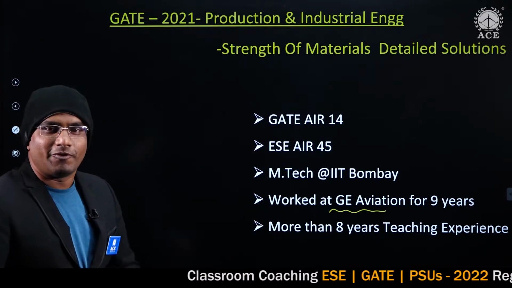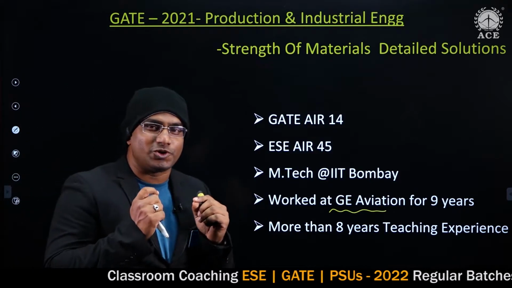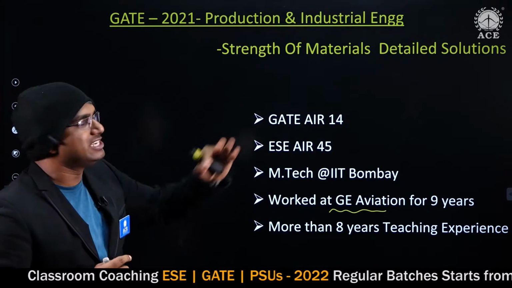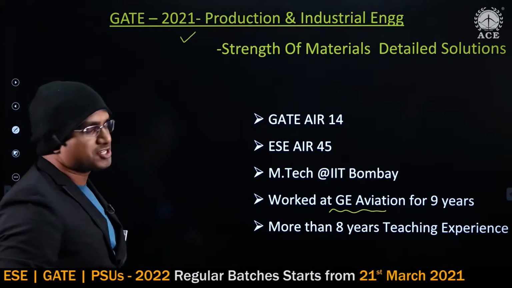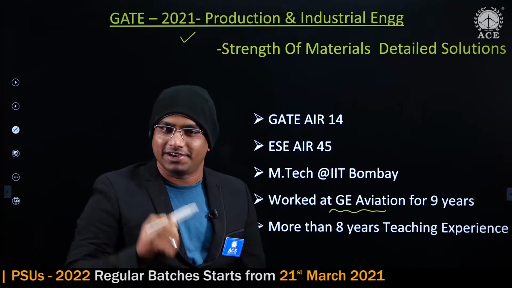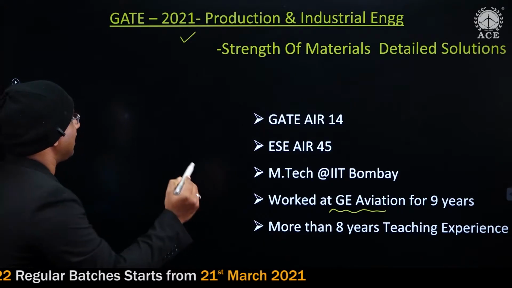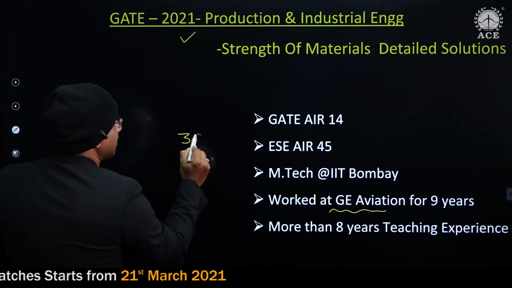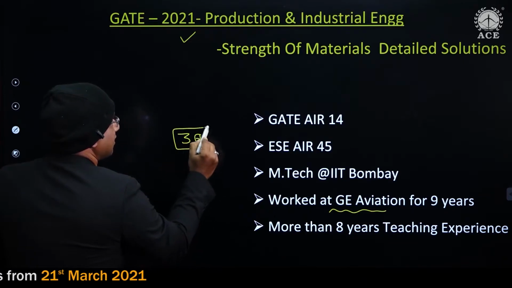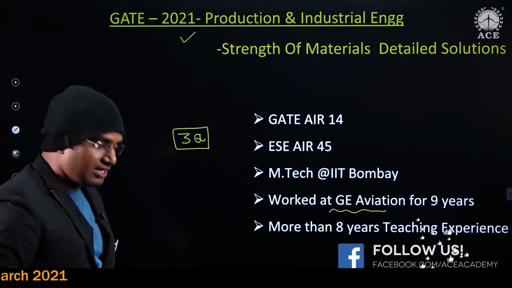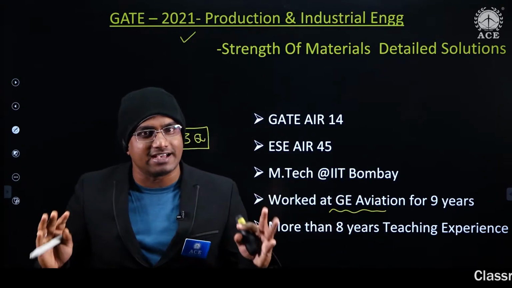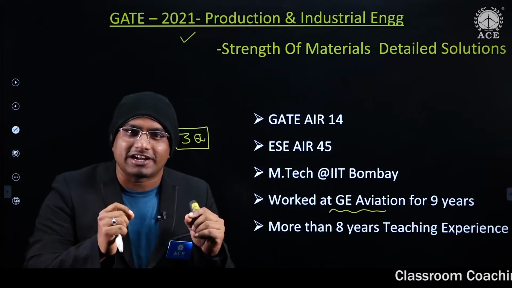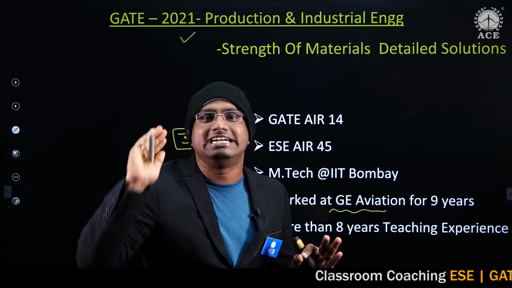In this video, we'll discuss detailed solutions of strength of materials questions given in the GATE 2021 Production and Industrial Engineering paper. There are three questions that came from strength of materials, and I proudly say that all these three questions can be answered easily with our classroom notes or with our deep learn videos. Hope this is helpful for you.